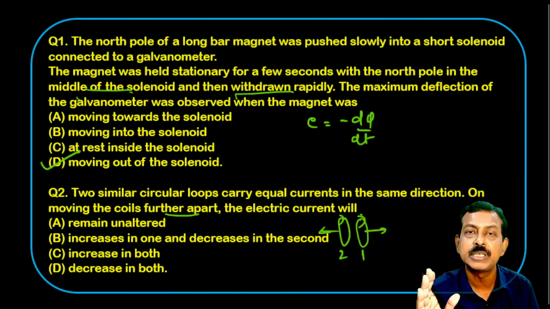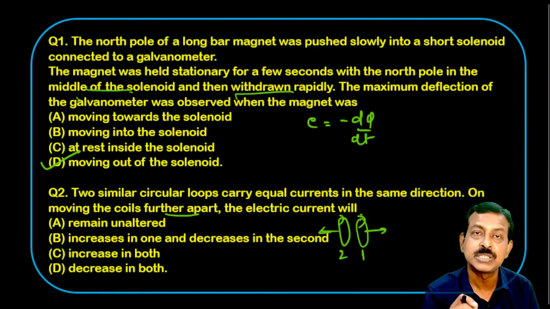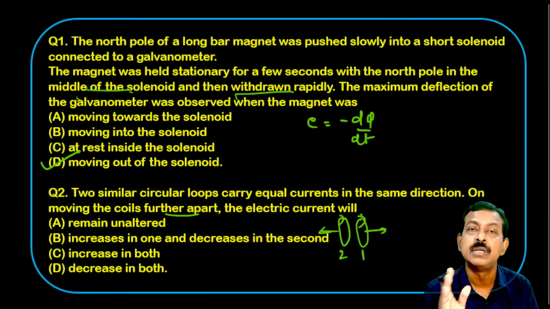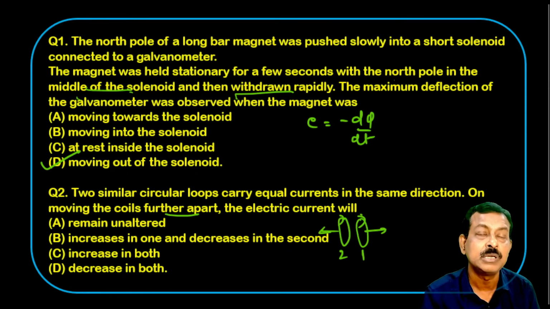If you are moving it away, what will happen? The flux linked with that will decrease. And if the flux is decreasing, the induced current which will be set up will be in a direction so as to oppose the cause. That means it will try to increase the flux because the flux was decreasing. So it will set up the current in the same direction so that it can compensate for the decrease of the flux.